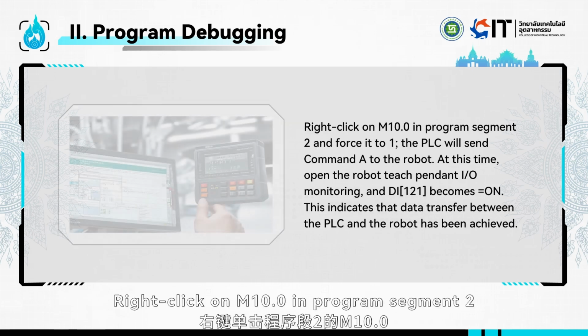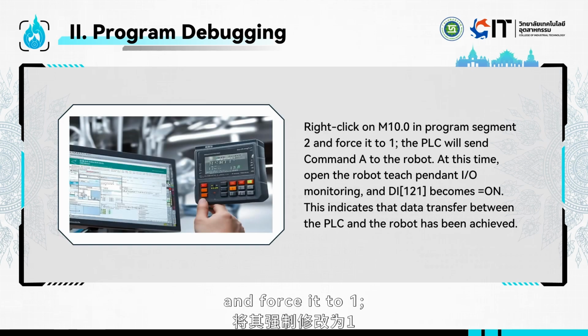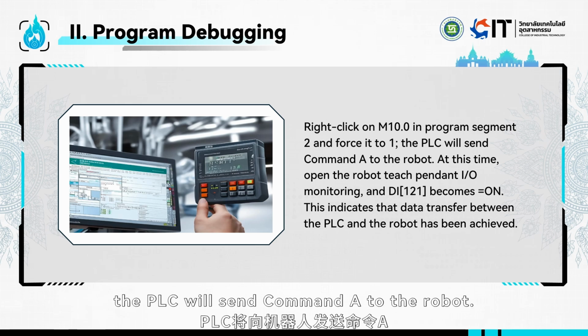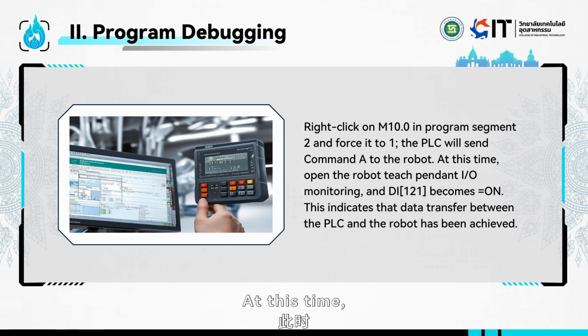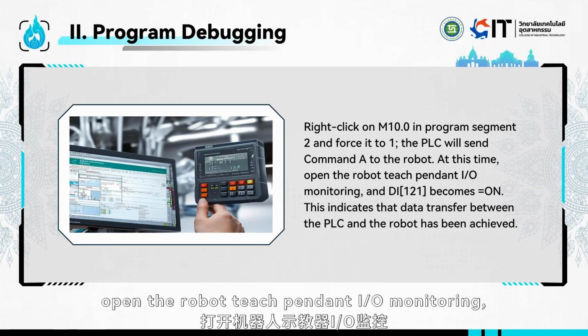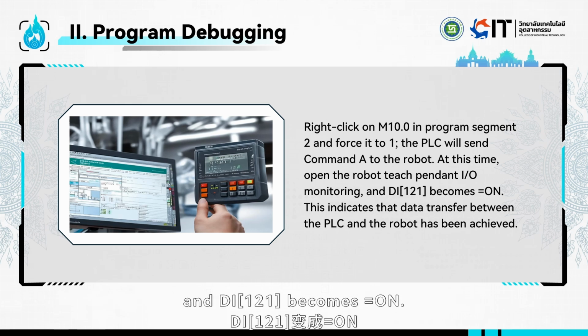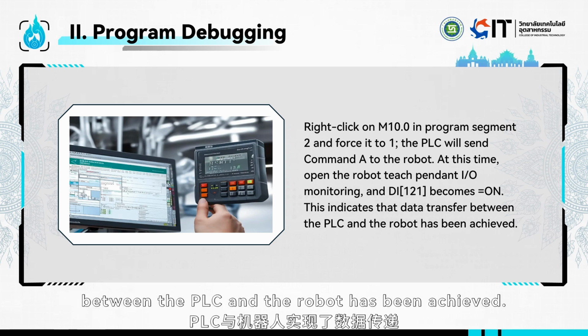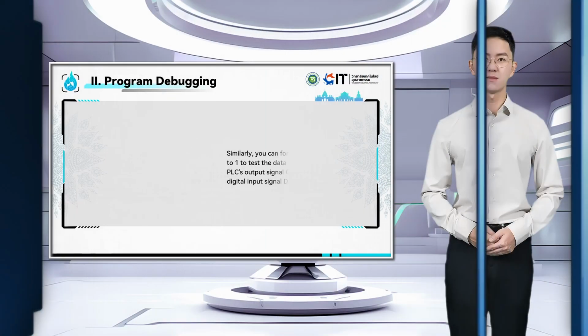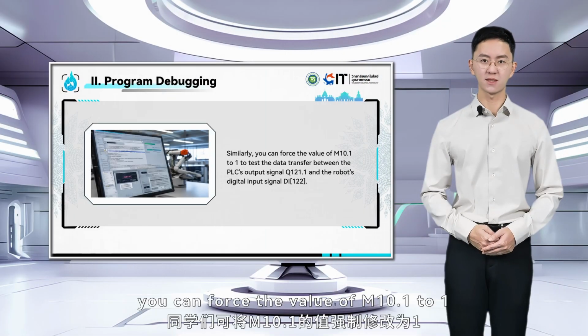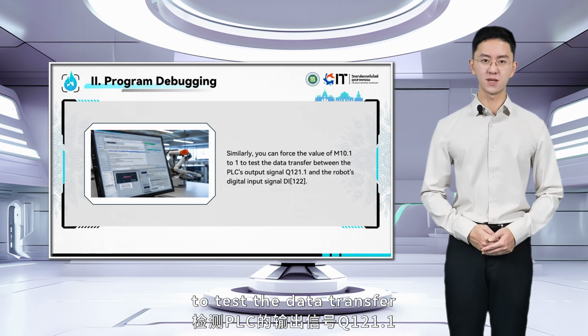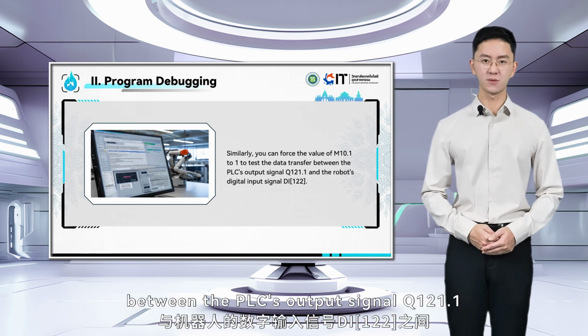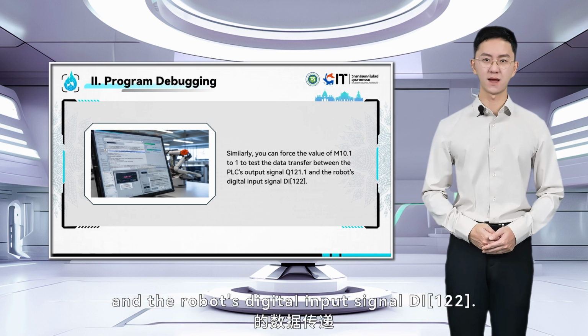Right-click on M10.0 in Program Segment 2 and force it to 1. The PLC will send command A to the robot. At this time, open the robot teach pendant I/O monitoring and DI-121 becomes on. This indicates that data transfer between the PLC and the robot has been achieved. Similarly, you can force the value of M10.1 to 1 to test the data transfer between the PLC's output signal Q121.1 and the robot's digital input signal DI-122.